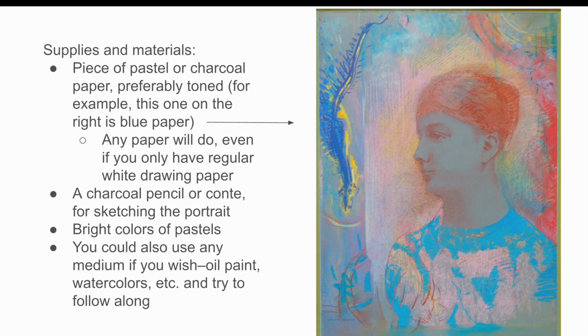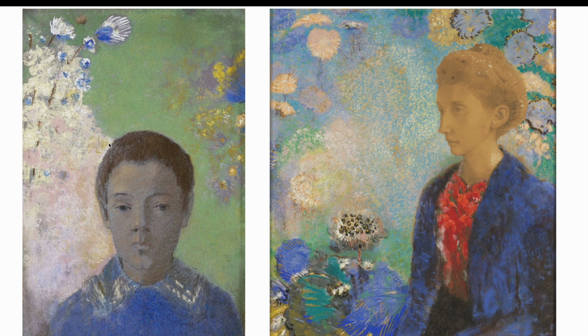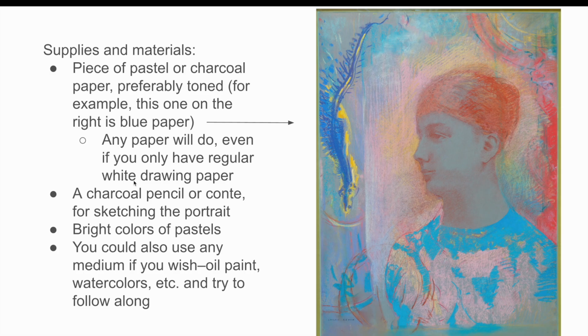If you only have regular white drawing paper, you can use that, and you can try to put some sort of tone. Like if we look at this one, we have a little bit of a brown tone and a peach tone. You can just kind of try to tone it as you're drawing, instead of using the paper tone, right? Charcoal pencil or Conte pencil for sketching the portrait. The chalk pastels, the soft pastels, they're big and thick and hunky. They're not really sharpenable to the extent that a Conte pencil is. You can use a charcoal pencil if you don't have a Conte, or you can just go ahead and use the soft pastel if that's what you have.